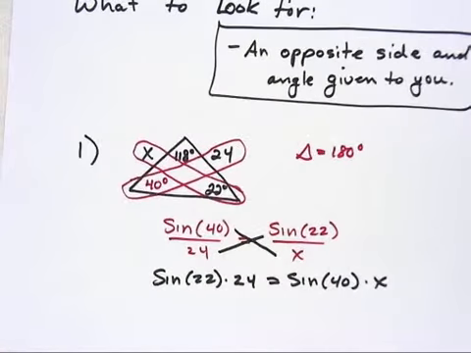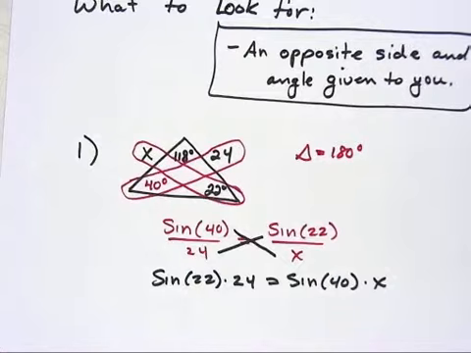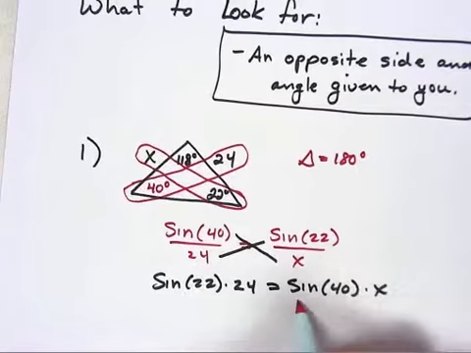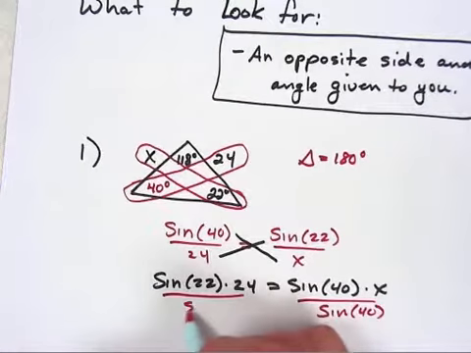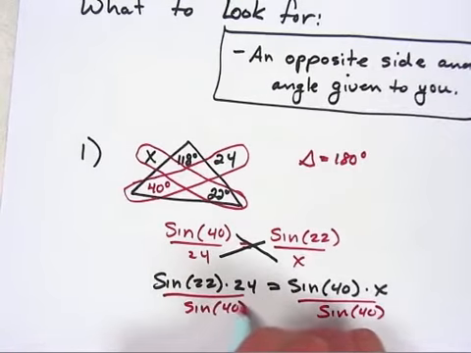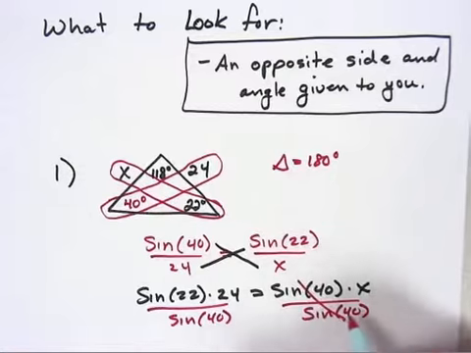And then to get x by itself, we have to do the division of the sine of 40. So what I'll do here is I'll divide by the sine of 40, and divide here by the sine of 40, and then x will be alone by itself.